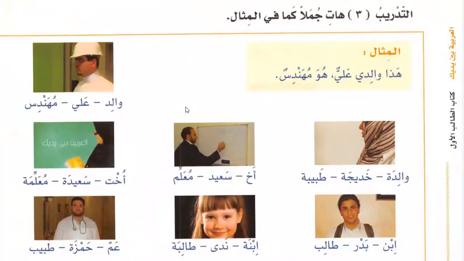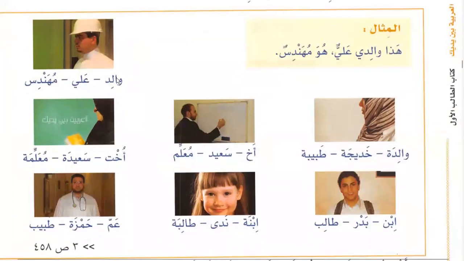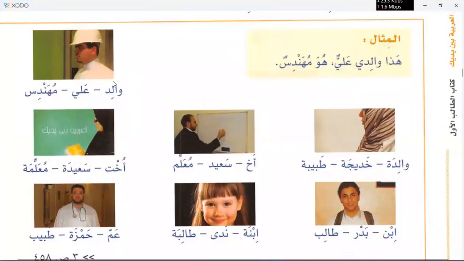MashaAllah. The third exercise: bring sentences like in the example. Walid means father. Walidi, my father. Haza walidi Ali. Huwa muhandis. This is my father Ali. He is an engineer. In this way, you will make sentences here.